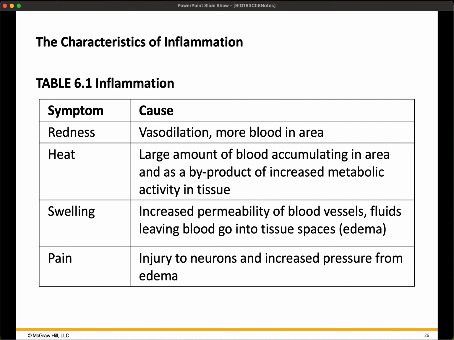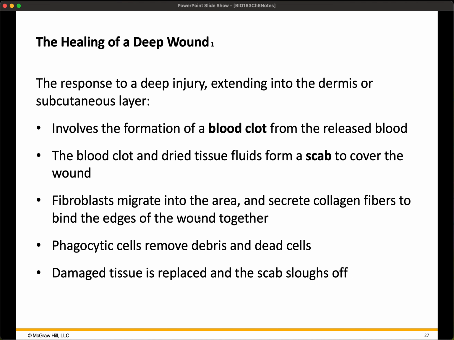That's why typically they say, as long as the temperature is not too much, as long as the pain isn't too much, try to allow your body to go through its natural healing process, because there are reasons for the redness and the heat, the pain and the swelling.